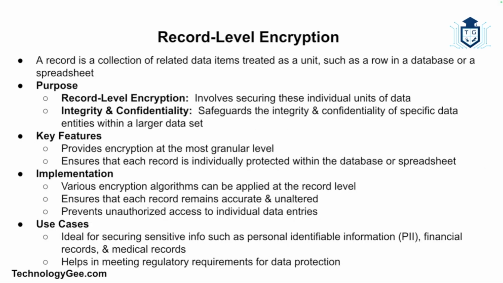All right, next let's talk about record level encryption. So a record, this is a collection of related data items that are treated as a unit, such as a row in a database or a spreadsheet. And record level encryption involves securing these individual units of data, safeguarding the integrity and confidentiality of specific data entries in a larger data set.